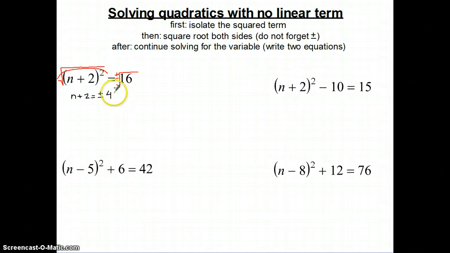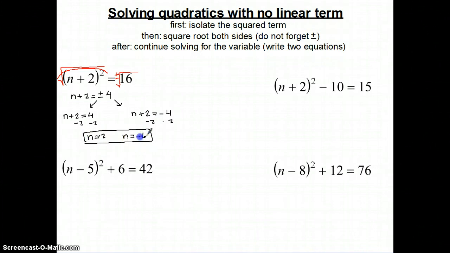So after we've done that, we then need to continue solving. But I have two options here. I can have a positive 4 or a negative 4. So I'm going to write one equation for each of those. N plus 2 equals 4, and n plus 2 equals negative 4. Now I solve each of these to find my two solutions. Subtracting 2, I find that n equals 2. And subtracting 2 on the right, I find that n is going to equal a negative 6. So my two solutions are n is 2 and n is a negative 6.